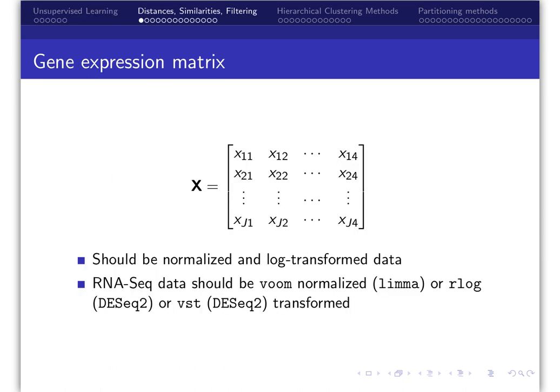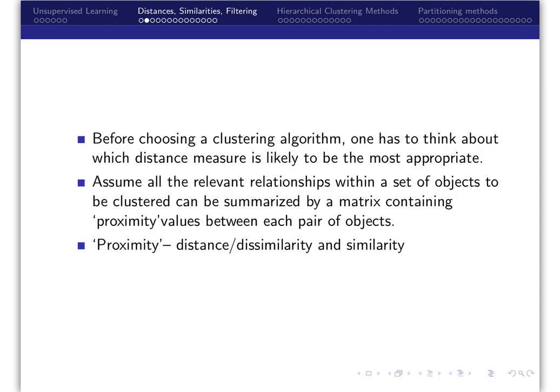The data from a gene expression microarray experiment is typically stored in a matrix where rows represent genes or probe sets and columns represent samples. For example, in this data matrix, X sub 1,2 represents the expression value of the first gene for the second sample. Gene expression data must be normalized and is usually log transformed. For RNA-seq data, this can be voom normalized if using the limma package, or rlog or VST transformed if using the DESeq2 package. Typically, the resulting normalized gene expression values are not used directly in a clustering algorithm.